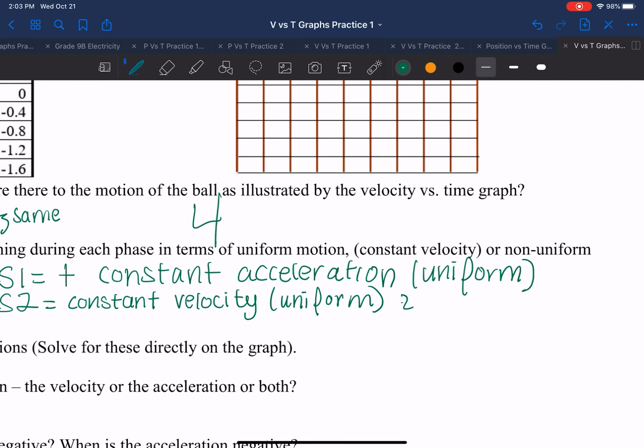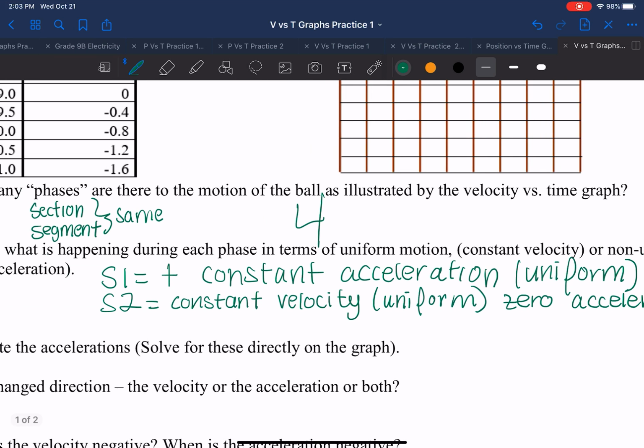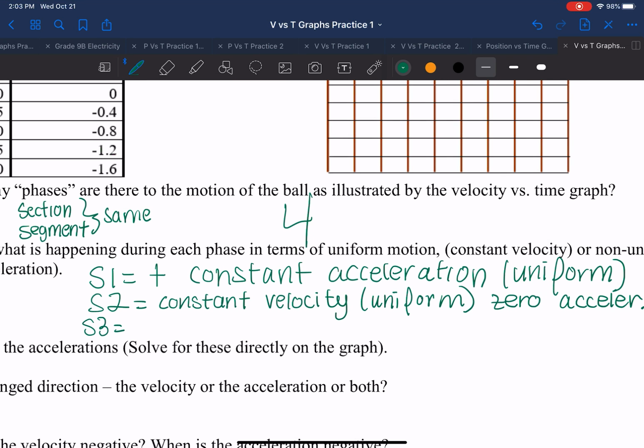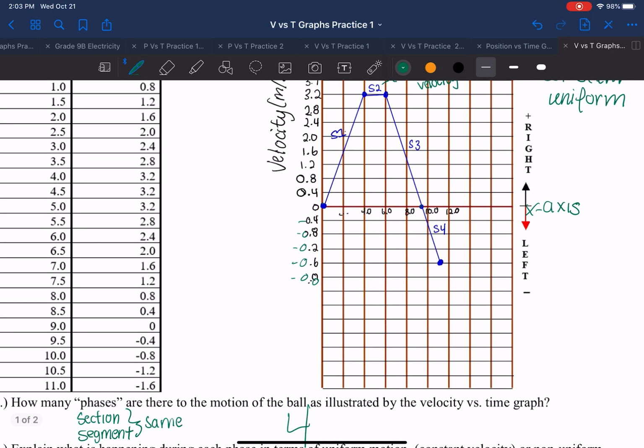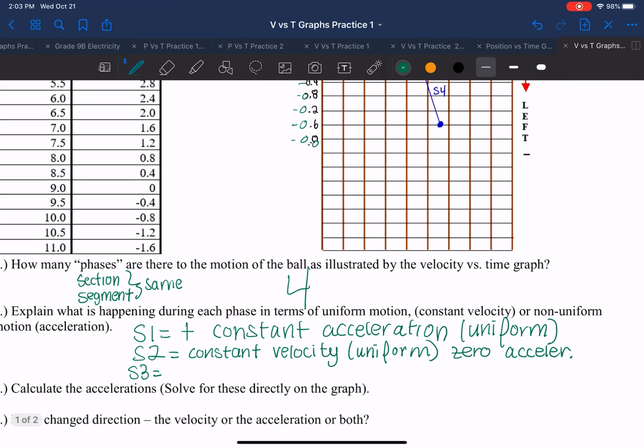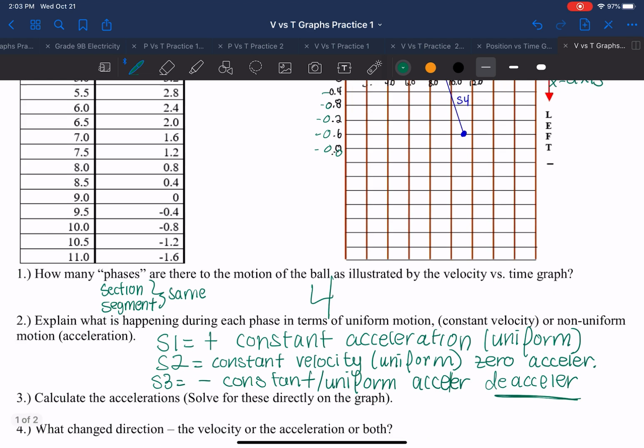And we have 0 acceleration because we're not changing our speed. Okay? S3, we have, again, a straight line, but it's going downwards. So we know it's going to be a negative, but it's still going to be a constant, uniform acceleration. But since it's negative, it's most likely going to be deceleration. You're losing that speed. Deceleration. Okay?